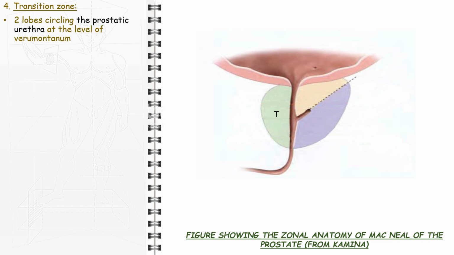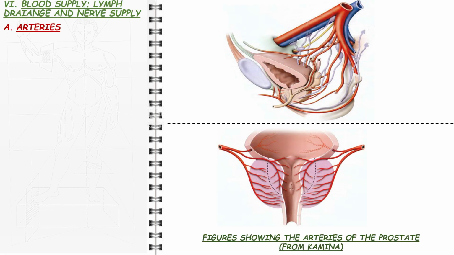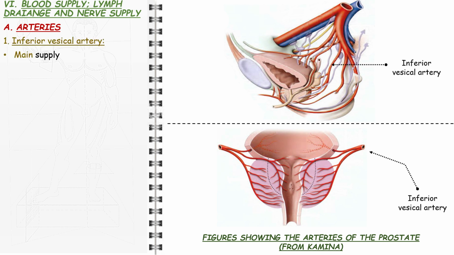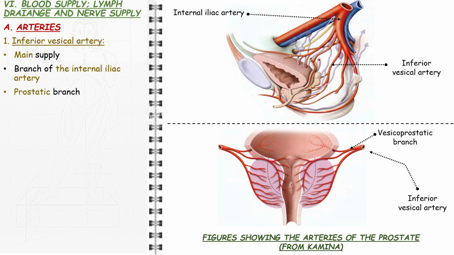It extends laterally and upwards under the neck of the bladder. The main arterial supply of the prostate is represented by the inferior vesical artery, that is a branch of the internal iliac artery through its prostatic branch. The prostatic branch of the inferior vesical artery lies on the prostatic surface of the lateral lobes before penetrating it.